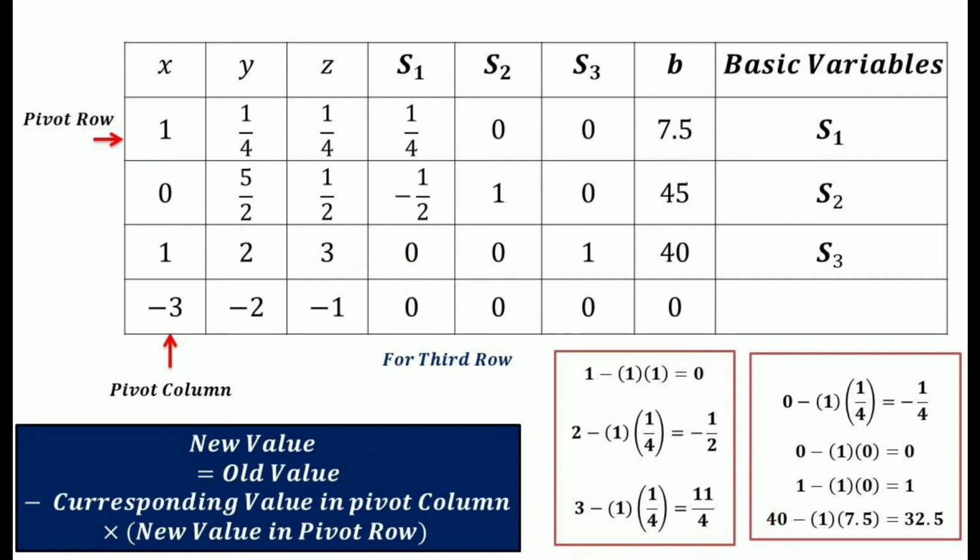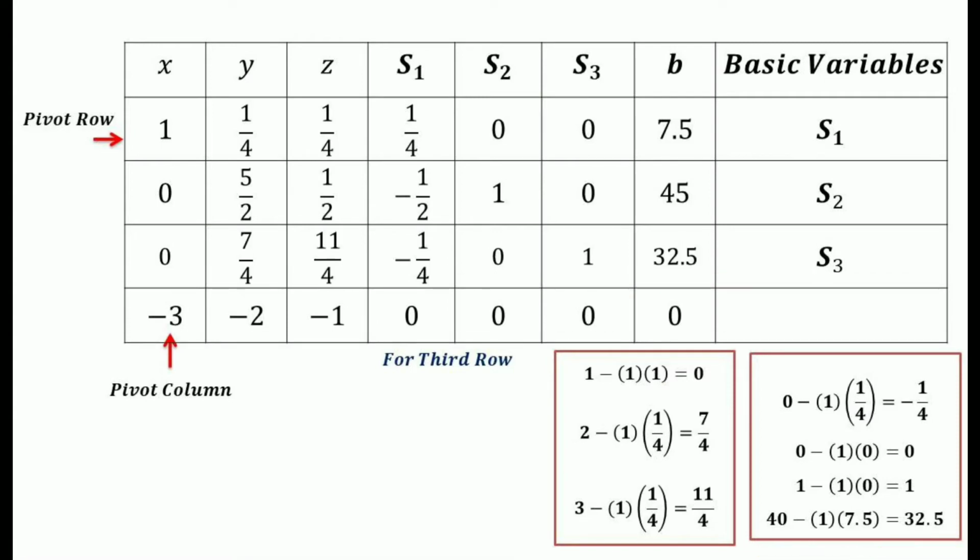For the third element, that is 3 minus 1 into 1 upon 4, which is equal to 11 upon 4. Then for the fourth element, that is 0 minus 1 into 1 upon 4, which is equal to minus 1 upon 4. For the fifth element, that is 0 minus 1 into 0, which is equal to 0. For the sixth element, that is 1 minus 1 into 0, which is equal to 1. And the final element, that is 40 minus 1 into 7.5, which is equal to 32.5.